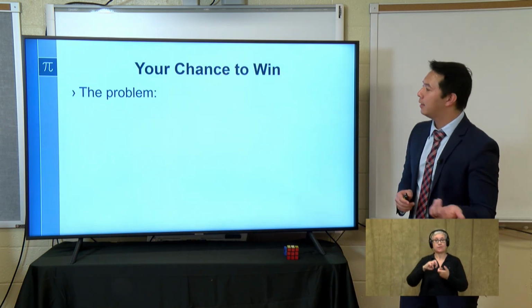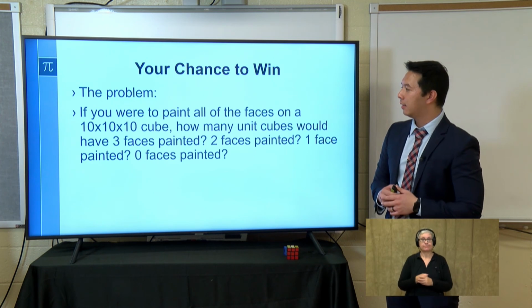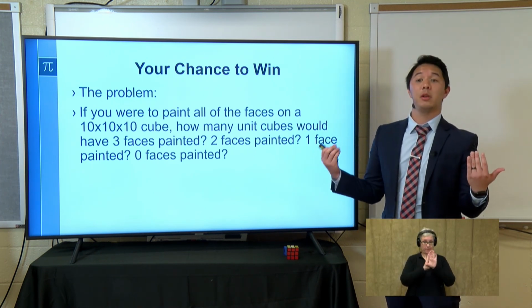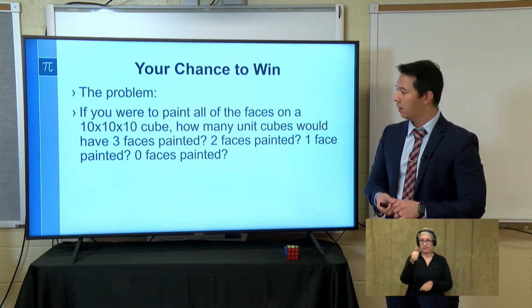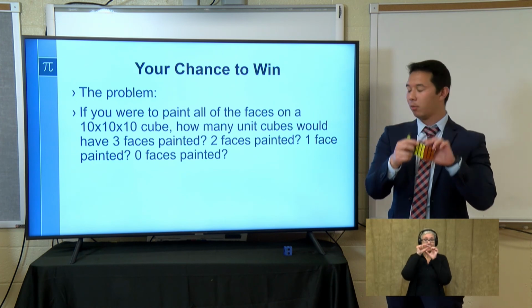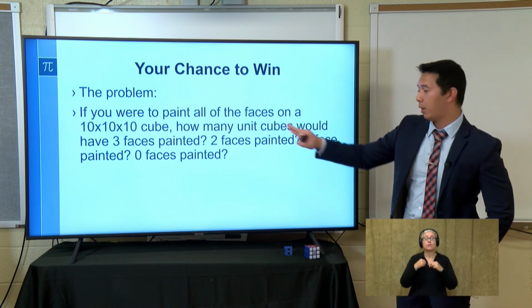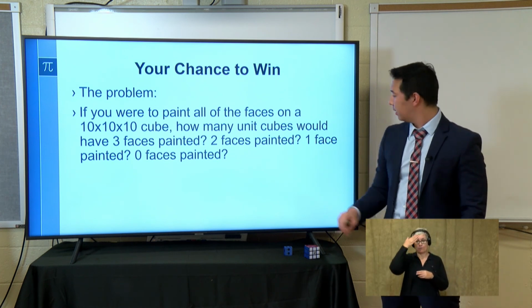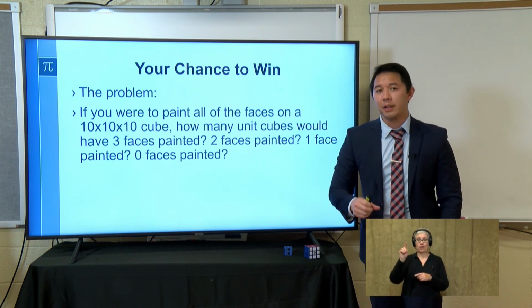The problem that I'm asking you to solve is this. If you were to paint the faces on a case 10 cube, so a 10 by 10 by 10 cube, how many of those smaller unit cubes, so these smaller cubes, how many of them would have 3 faces painted? How many would have 2 faces painted? 1 face painted, and then 0 faces painted?